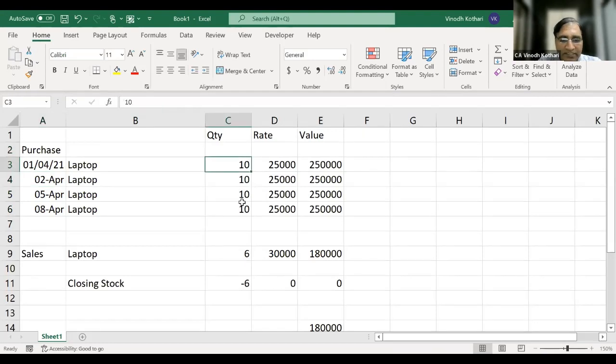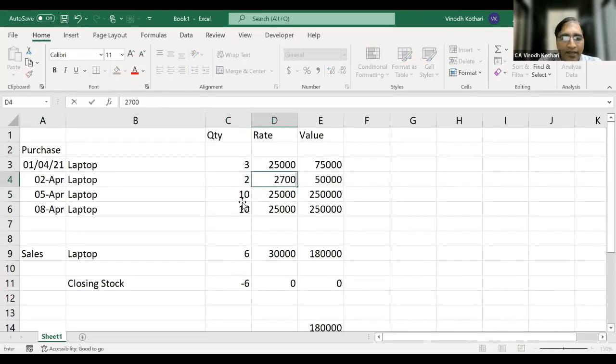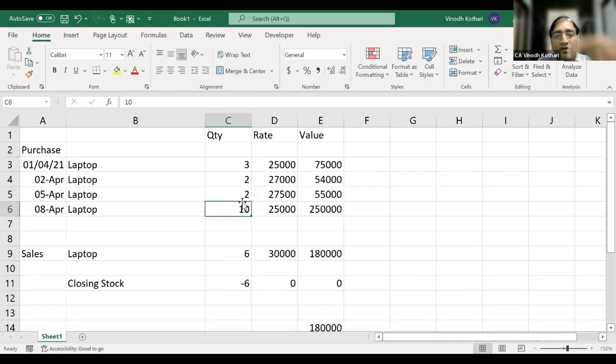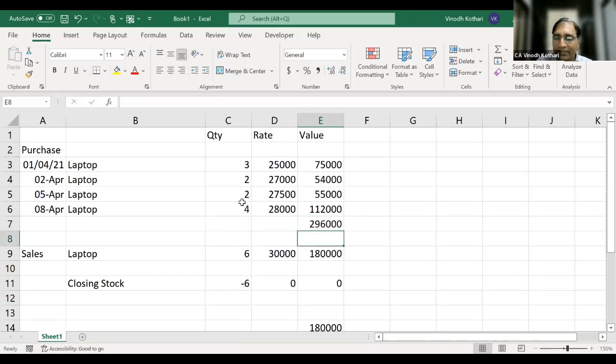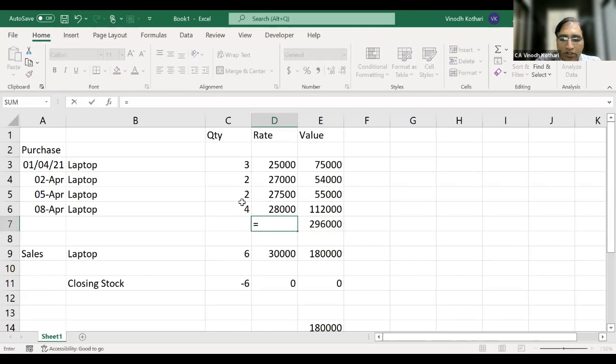So here I have purchased 3 laptops at 25,000, and then I have purchased 2 laptops at say 27,000 rupees, and again I have purchased 2 laptops for 27,500, and this last one, 4 laptops for 28,000 rupees. Now what is the total number of laptops? What is my cost? My cost is 2,96,000. And what is my average cost? Average cost means this total value divided by the quantity, by 10.